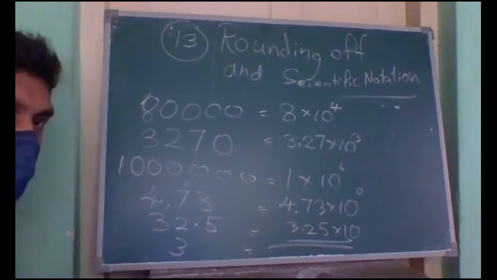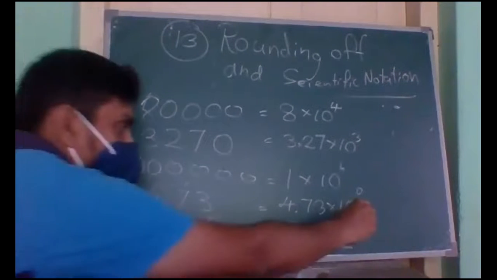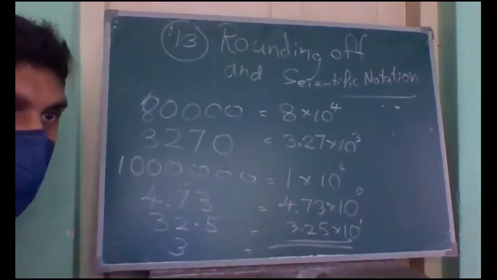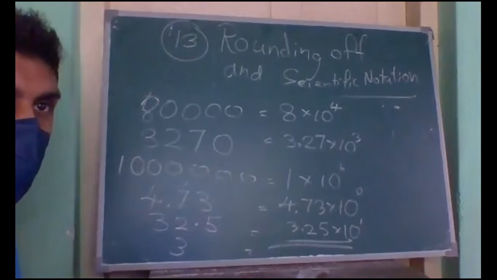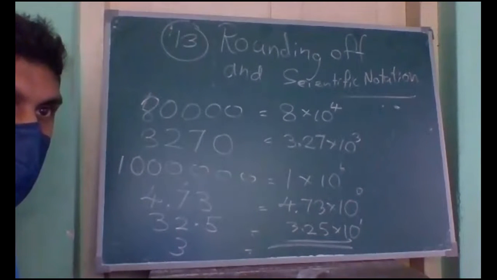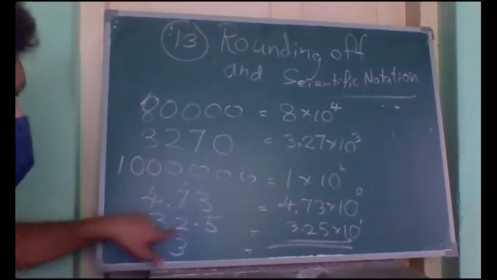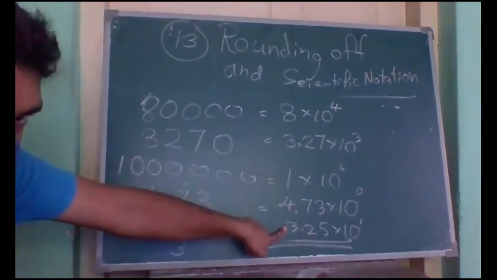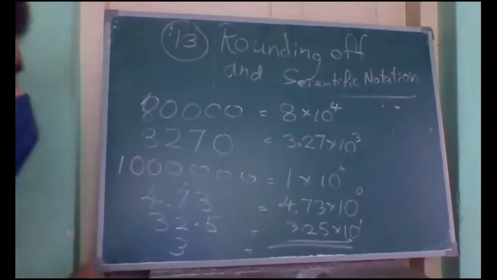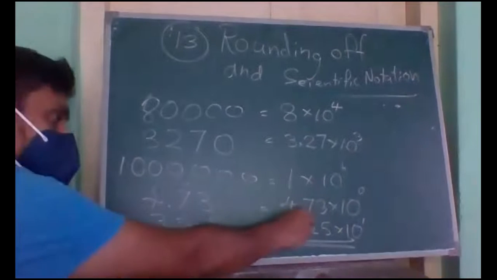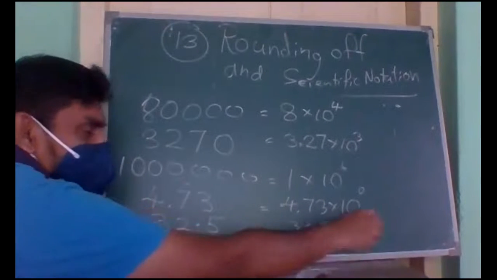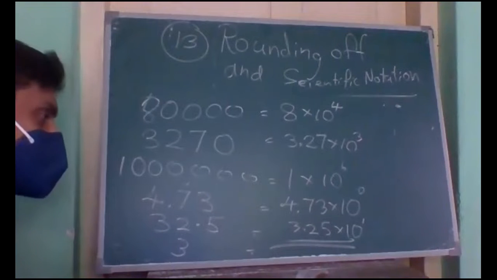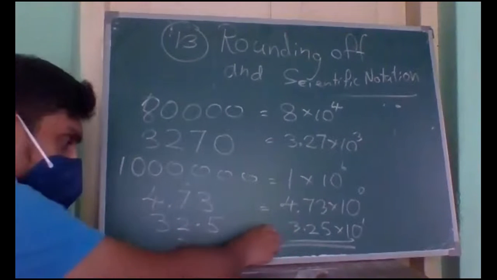10 to the power 1 means 10, no? If you multiply this one by 10 to the power 1, that means 10. So what is the answer? 3.2 means that we remove the 0 here. That means the removed 0 is here. Right? 10 to the power 1. Understand what I say?